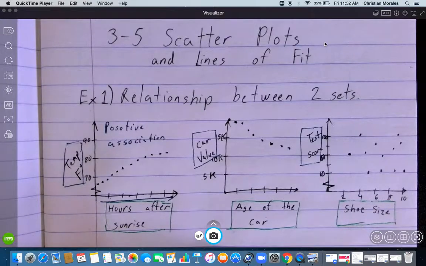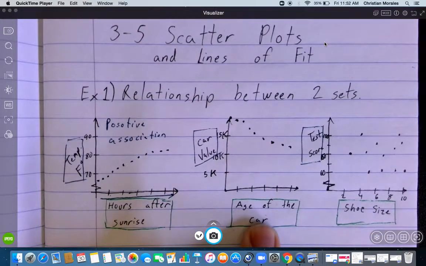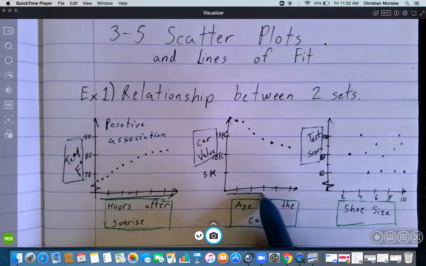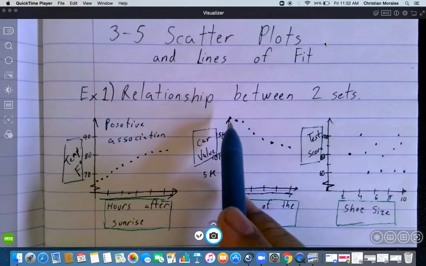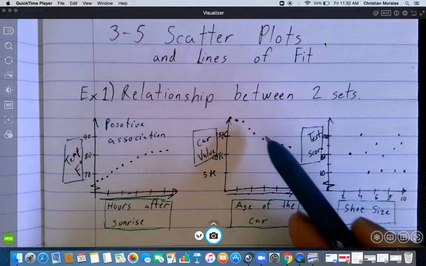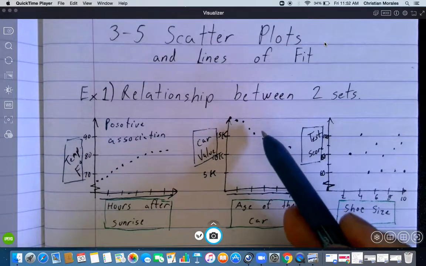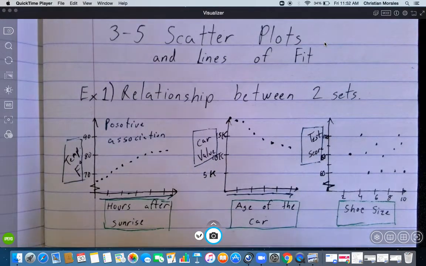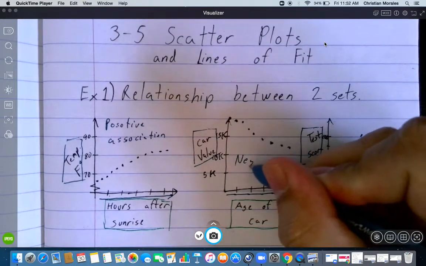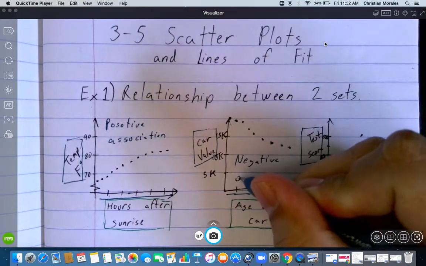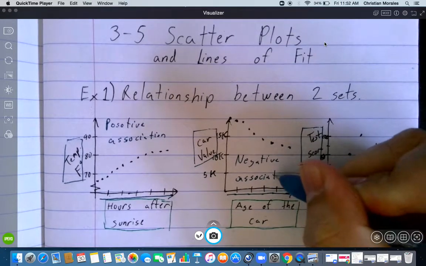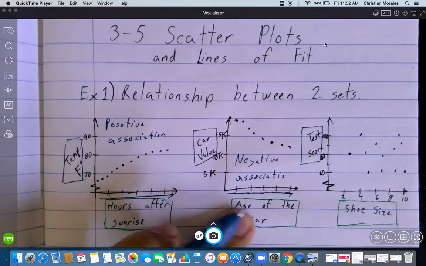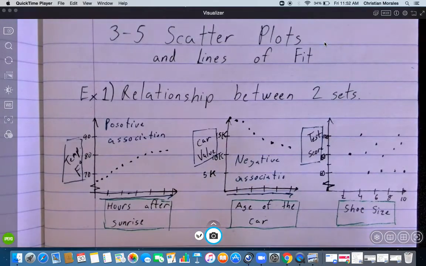Okay? Next, we look at the age of the car. Now, when we look at the age of the car, the car is getting older. 1 year, 2 years, 3 years, 4 years, 5 years. And then what is happening to the value of the car as the car gets older? Well, we see that the value, the points are getting lower and lower, which means the value is dropping. So we would say that this has a negative association. Okay? And we always look at x. We're looking at it as it increases this way. What is happening to the points? Okay, from left to right.